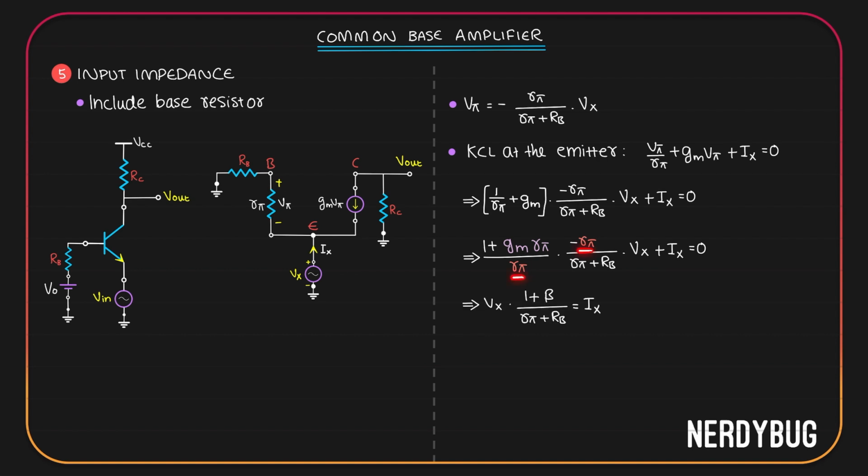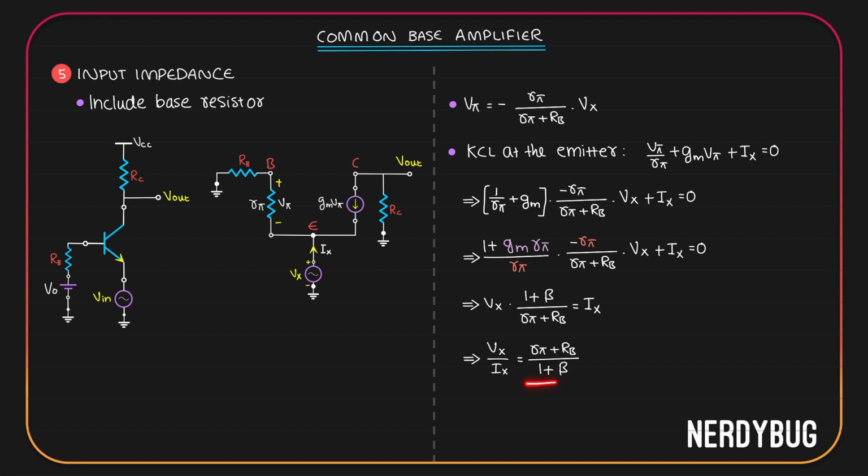R pi and R pi got cancelled. 1 plus Gm R pi, I've written it as 1 plus beta. R pi plus Rb is still here. Vx is here. Ix is here. There was a negative here, but I took Ix to the other side of the equation, so it got removed. Now what we want is Vx by Ix, which is very obvious from here.